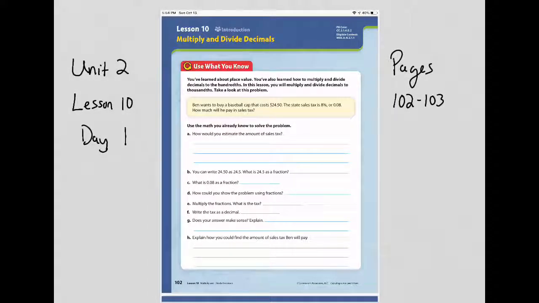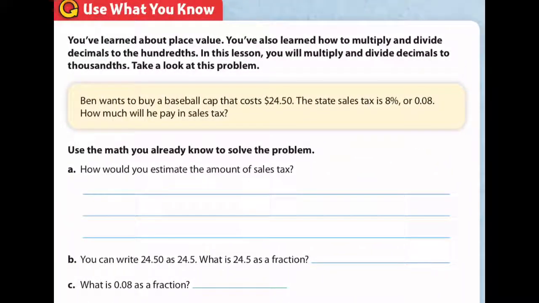This is Lesson 10, Day 1, and you're going to explore multiplying and dividing decimals in this introduction lesson. So make sure your math book is on page 102, and if it is, let's get started. It says you've learned about place value. You've also learned how to multiply and divide decimals to the hundredths. In this lesson, you will multiply and divide decimals to the thousandths.